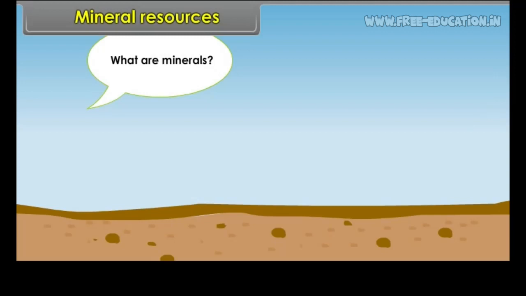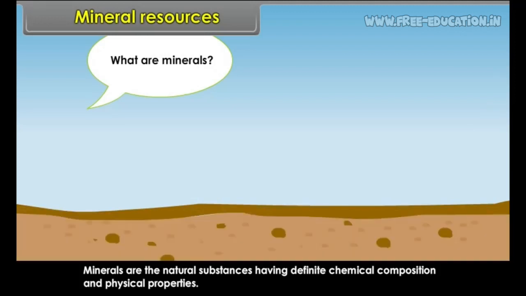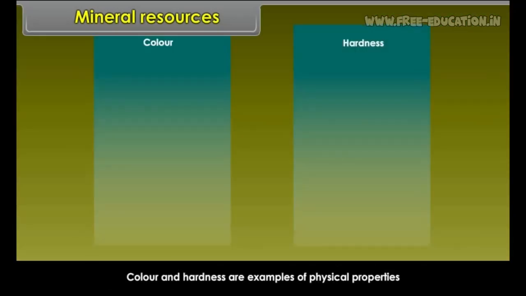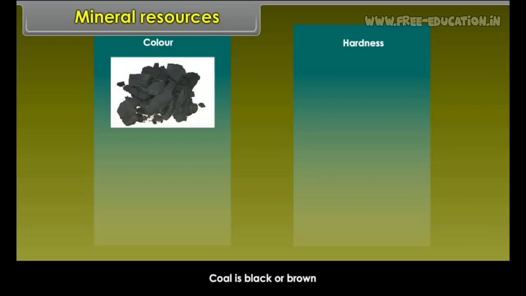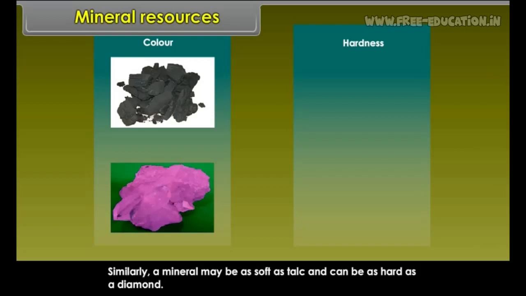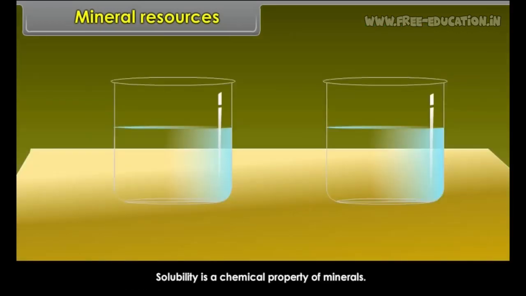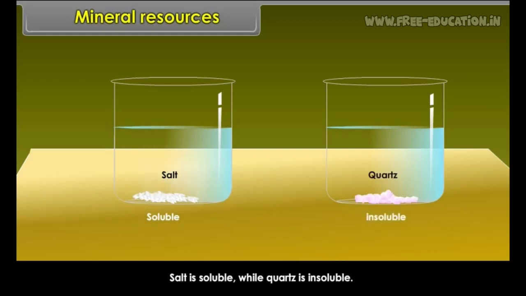What are minerals? Minerals are the natural substances having definite chemical composition and physical properties. Color and hardness are examples of physical properties, like coal is black or brown, quartz may be red, black, pink or purple. Similarly, a mineral may be as soft as talc and can be as hard as a diamond. Solubility is a chemical property of minerals. For example, salt is soluble while quartz is insoluble.